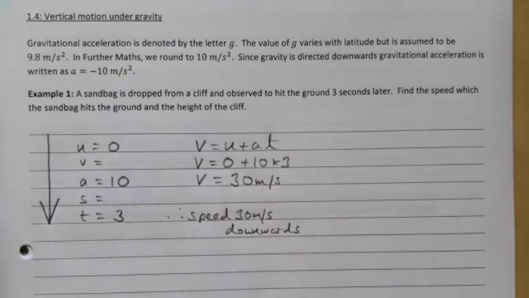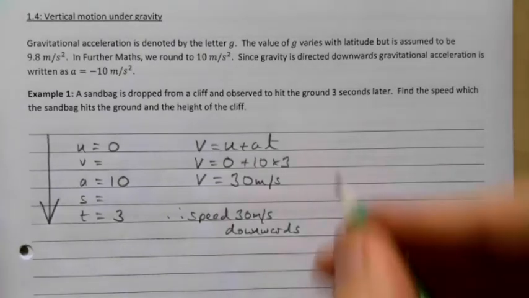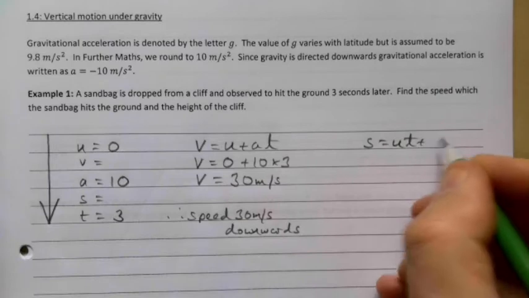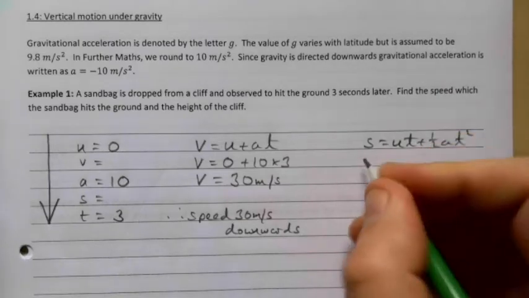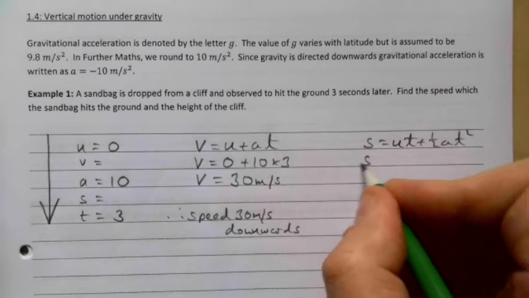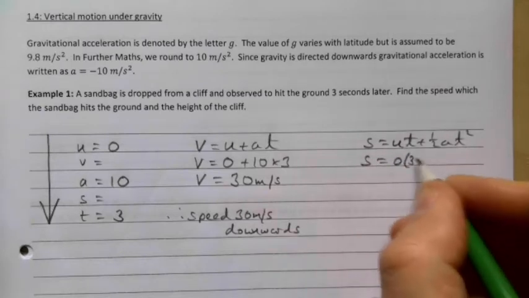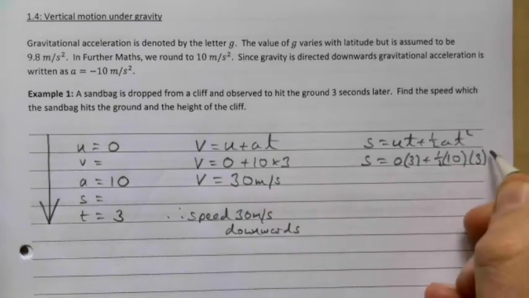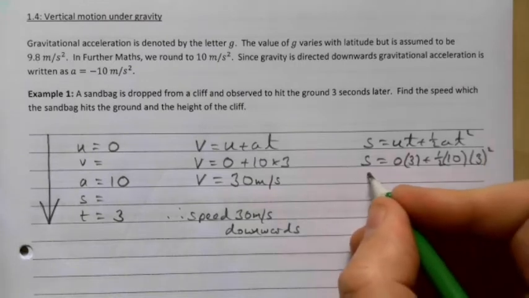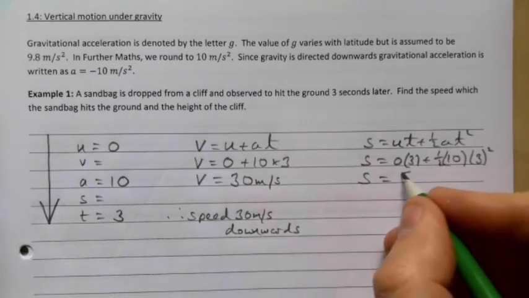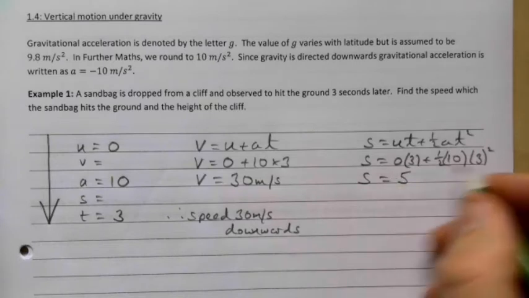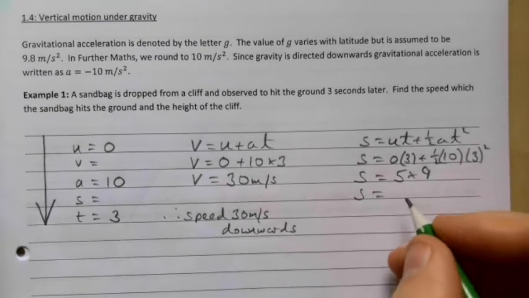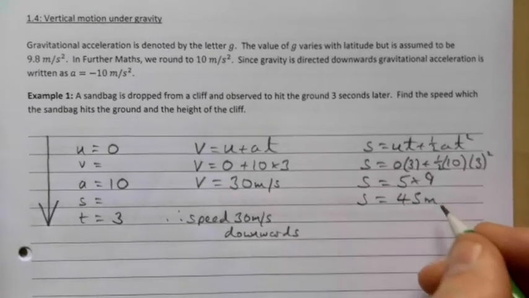Find also the height of the cliff. So here I'm going to use s equals ut plus a half at squared. s we're trying to work out. u is 0, so 0 times 3 plus a half of 10 times 3 squared. Half of 10 is 5. 3 squared is 9. And so s then is 45 meters.